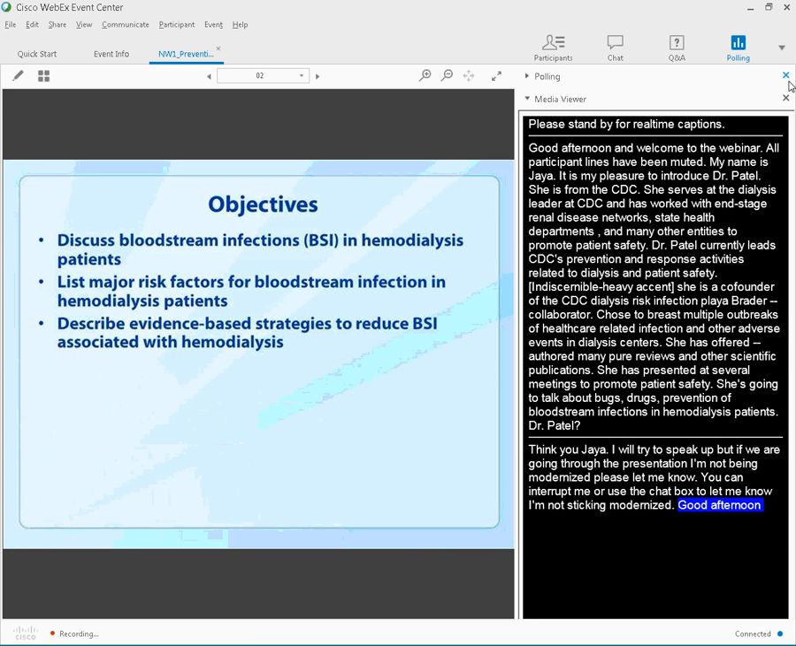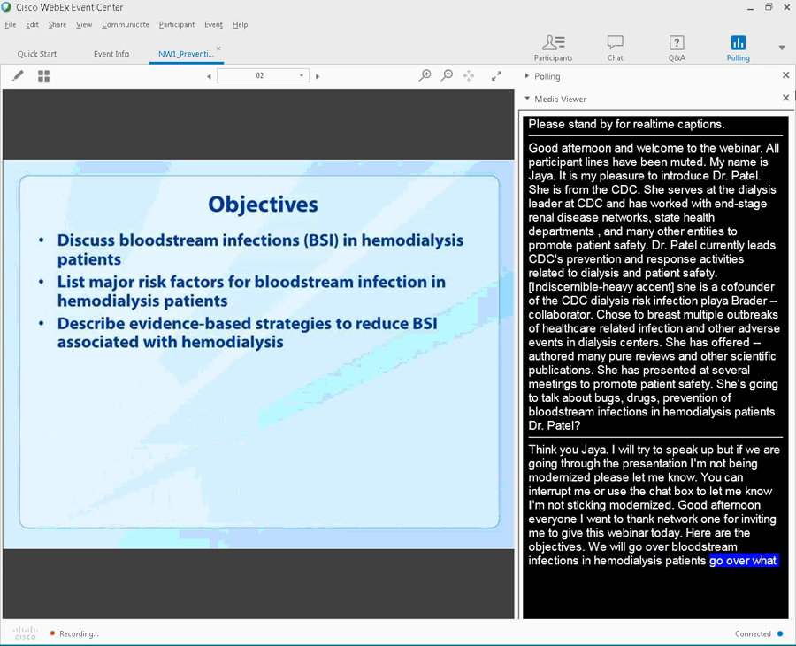Here are the objectives for the talk today. We're going to go over bloodstream infections in hemodialysis patients, just review what we know about it and some of the basic epidemiology of these events. We're going to go over risk factors for BSI in hemodialysis patients and also describe evidence-based strategies to reduce bloodstream infections associated with hemodialysis.